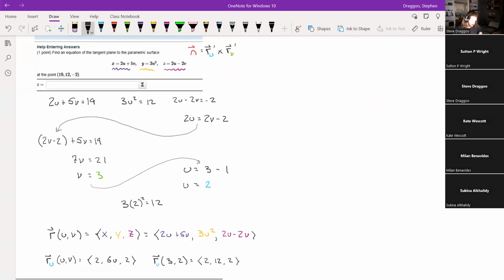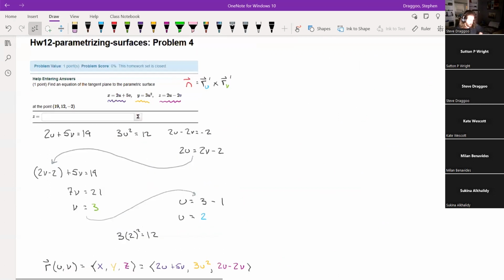Zoom out. Look at the problem number again. Homework 12, problem 4. Someone's saying that all their signs were flipped for their normal vector. That's actually a good sign. That means you and I got the same answer if all 3 of your signs were flipped. It just means that you had a different vector on top than what I had, but since it doesn't matter which one goes on top, we come out to the same answer.